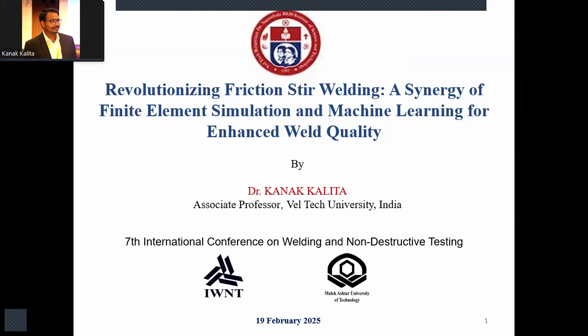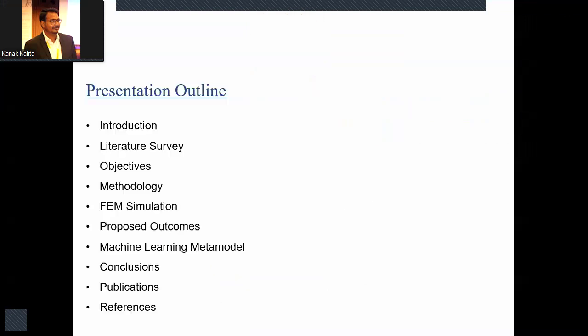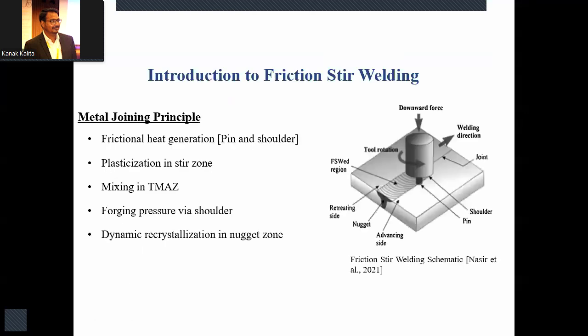So, let me begin by showing the presentation outline for today. Today, I will take you through the fundamentals of friction stir welding, key process parameters, and materials. We will also explore the role of finite element analysis, followed by a discussion on machine learning meta models and their impact on optimizing welding processes. Lastly, I will present my conclusions, and I will also give some future directions.